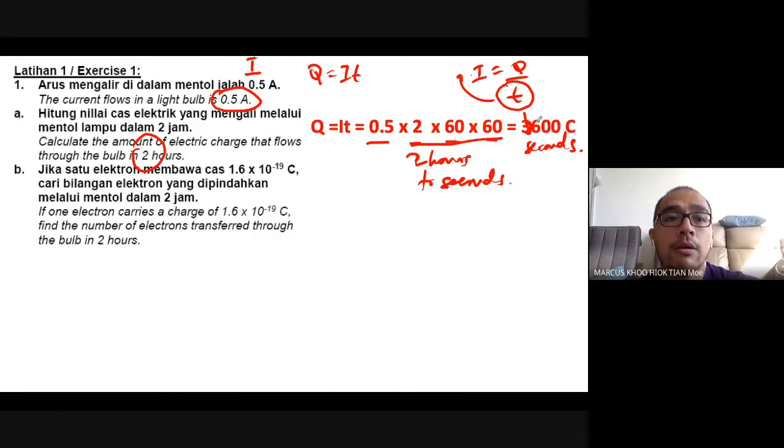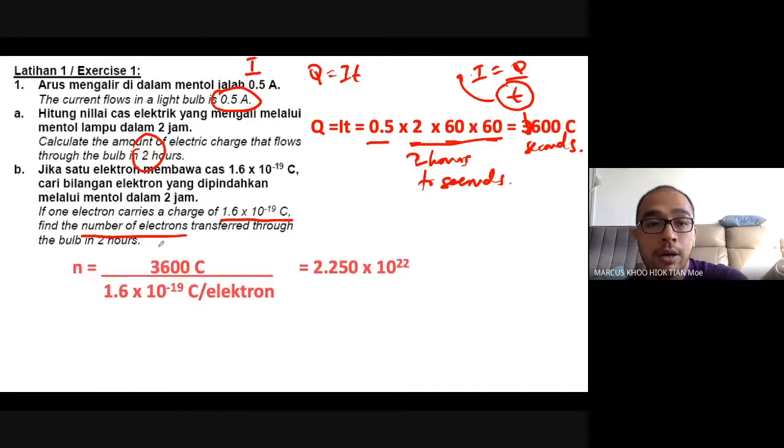Okay, now next question. If one electron carries a charge of 1.6 times 10 to the power negative 19 coulombs, find the number of electrons transferred through the bulb in 2 hours. So this one I actually didn't mention. There's another formula, which is actually old syllabus but I think you should know also. Q equals N times E.